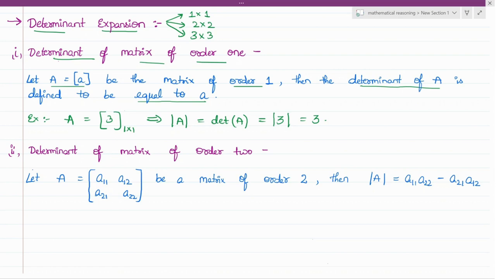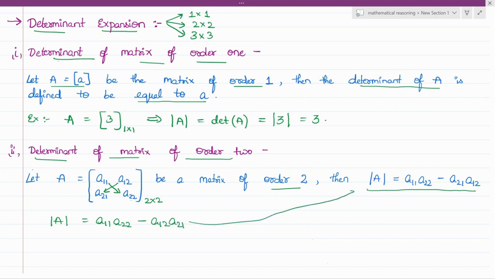Okay. Now, the second case is the determinant of a matrix of order 2, that is 2 cross 2. If A is a matrix of order 2, then the determinant of A is represented like this. So, if this is a matrix of order 2 cross 2, that is 2 rows and 2 columns, then det A is represented as, first do the cross multiplication of these two diagonal elements. These are called the diagonal elements, that is A11, A22, minus these two elements, A12 and A21. So this is what I've written over here.